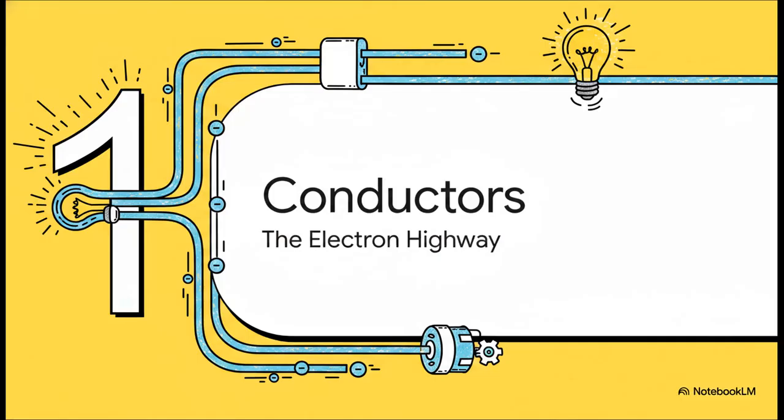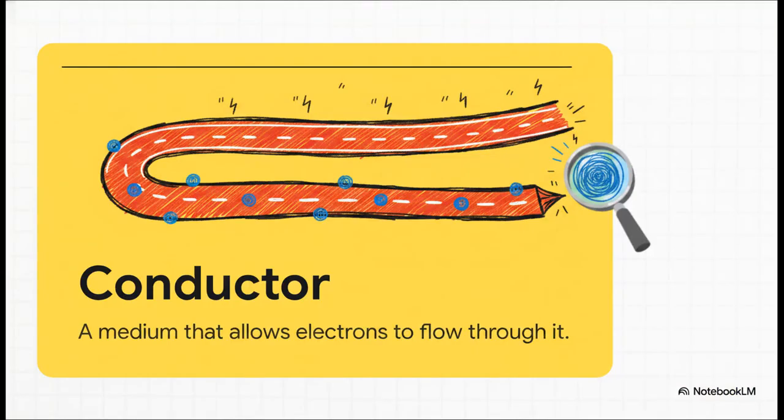Okay, so if these electrons are flowing like a river, they obviously need a riverbed, right? They need a path to follow. And that brings us to our first huge concept, conductors. These are basically the highways that let the electrons travel. Yeah, that path is called a conductor. And a conductor is just any material that makes it super easy for electrons to move through it. It's like it just rolls out the red carpet and says, come on through. It is literally the superhighway for electricity.